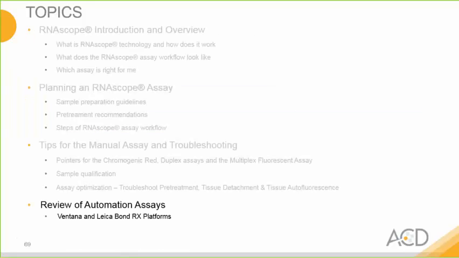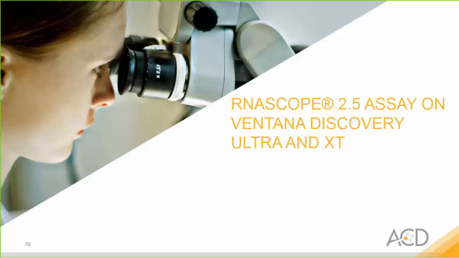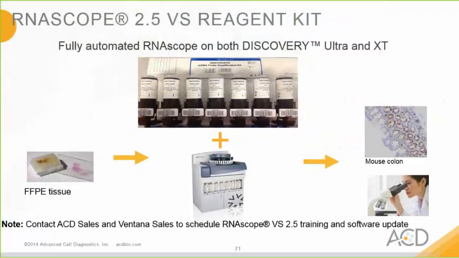Okay, so far we have reviewed how to get started and troubleshoot with the manual assays. I just want to quickly mention that the RNAscope assays can also be automated on the Leica BOND RX and the Ventana Ultra and XT platforms. The 2.5 can run on the Ventana Discovery Ultra and XT platform, and this is showing the automation capability of the Ventana platform from tissue to imaging.